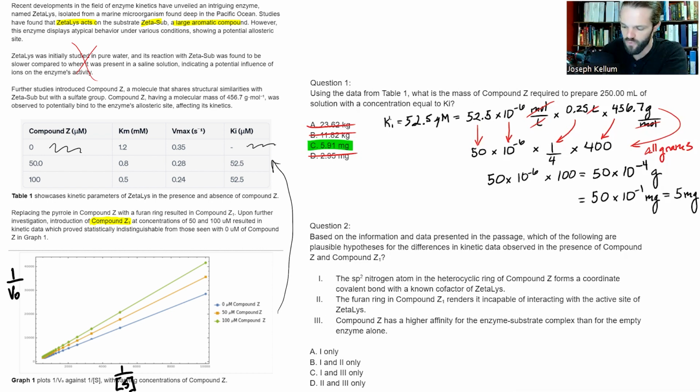This is the type of question that most people really struggle with on this test, which is why I wrote this. All right, so this question says, based on the information and data presented in the passage, which of the following are plausible hypotheses for the differences in kinetic data observed in the presence of compound Z and compound Z1? And then it gives you all these Roman numerals. All right, so this is really challenging, because if you start assessing these Roman numerals, each of these is kind of like its own question.